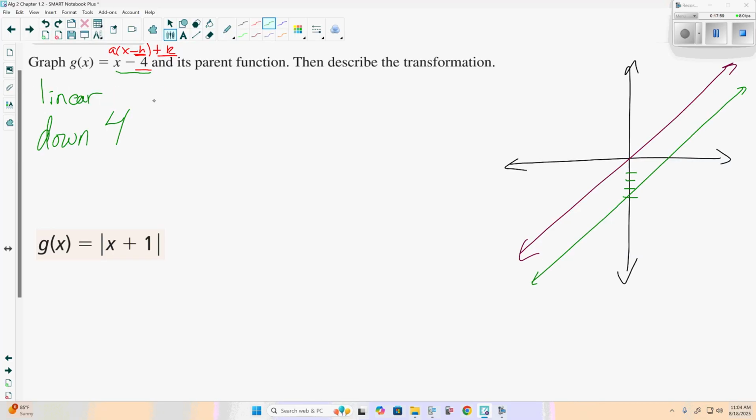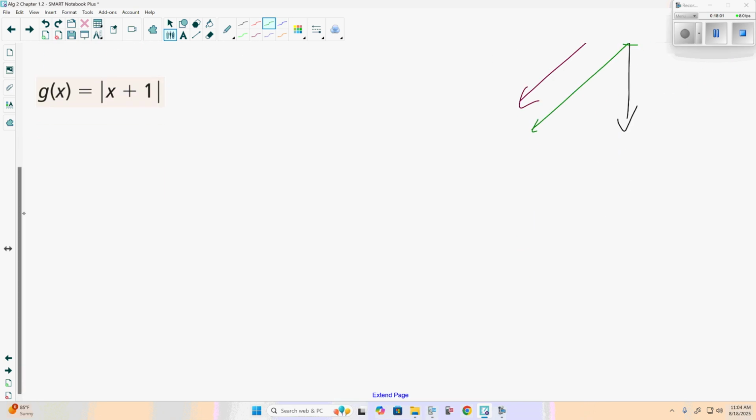Let's look at the next one. G of x equals the absolute value of x plus 1. So we need to identify the parent function. What group is it with? It's an absolute value. And kind of the giveaway that it's an absolute value is it has absolute value bars, yes?